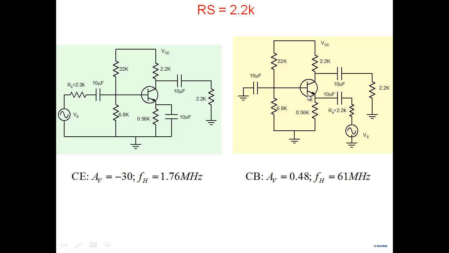Now, go to common base. Same amplifier, we put 2.2K. Well, earlier it was giving me 110. Now the gain is giving 0.48. Why has this gain dropped so much? Because its input resistance is so low. Its input resistance is so low, so when I apply 2.2K, almost the entire voltage is getting dropped across 2.2K. Nothing is going into the amplifier. It's a voltage divider. And therefore, it's 0.48.